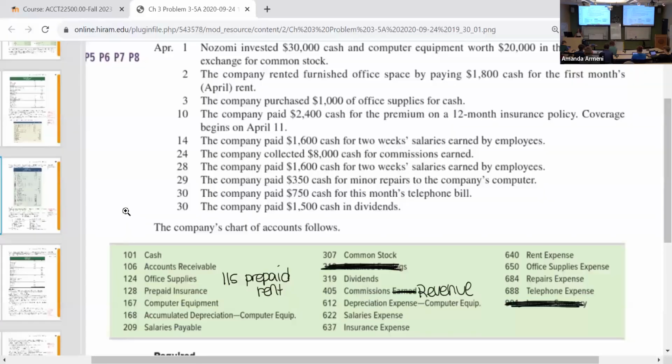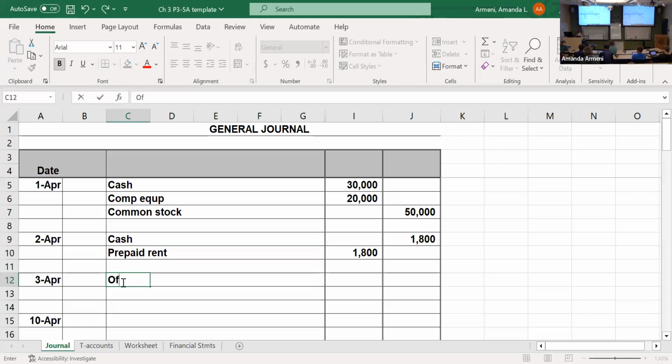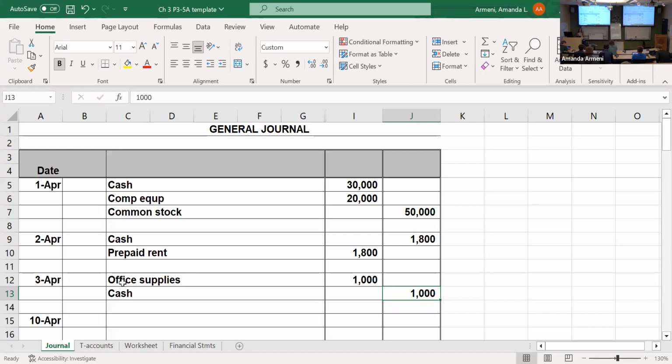but you don't have to worry about that kind of stuff for your quizzes and exams. All right. Number 3, the company purchased $1,000 of office supplies for cash. Trace. Office supplies, 1,000 debit, cash. Office supplies is an asset. It's increasing. That's why it's a debit. Cash is an asset, but it's decreasing. That's why it's a credit of 1,000. Any questions on April 3rd? And then again, you would take that information and update your T account.